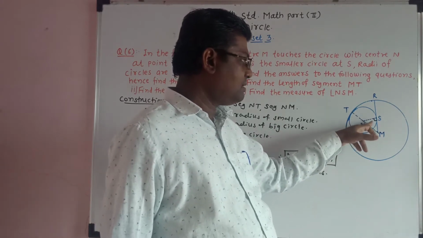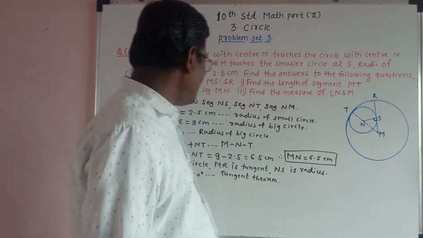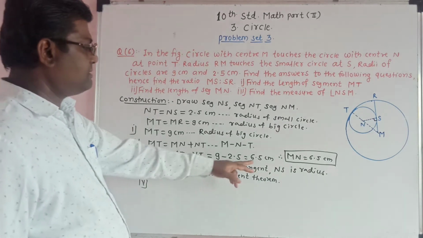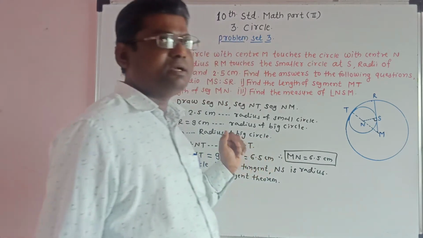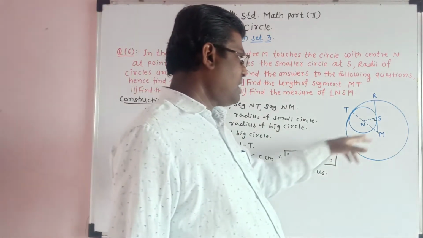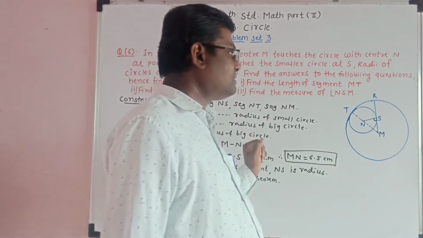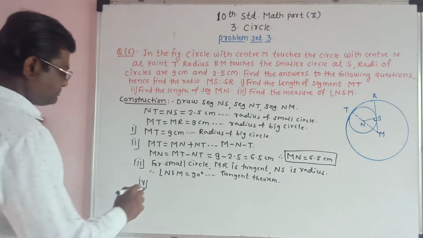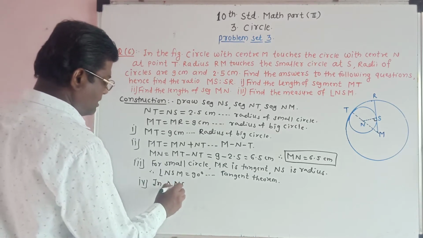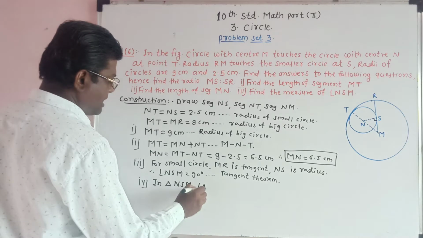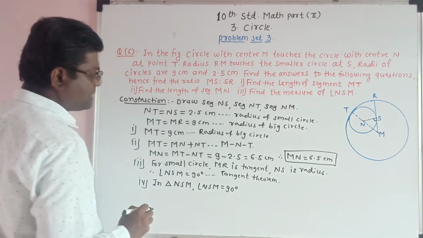So here this angle is 90 degree. Therefore MN will be hypotenuse, and we have a value of MN as 6.5 centimeter. NS is a radius of a smaller circle. It is 2.5 centimeter, and we can find SM or MS by applying Pythagoras theorem. So we write, in triangle NSM, angle NSM is equal to 90 degree.